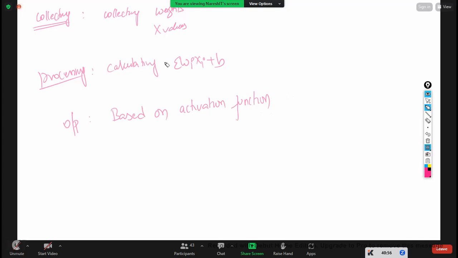Let us assume this sigma Wi xi plus b is equal to z. Create one variable called z. Z is equal to sigma Wi xi plus b. Based on the activation function, here two activation functions are there. The first activation function is called ReLU.